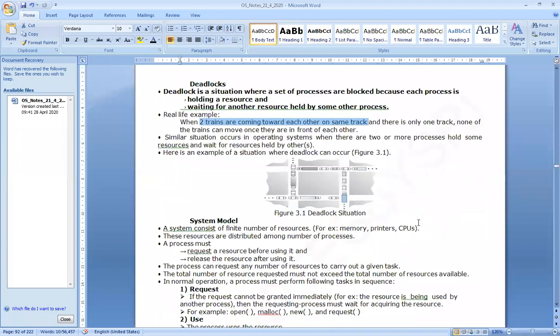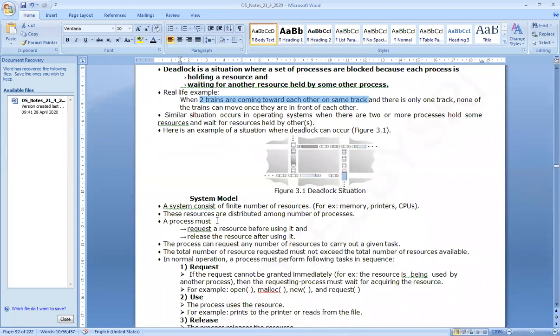And after that, the system model. What is the system model of the deadlock situation? The system consists of a finite number of resources, that we know. In a computer system, we have a finite set of resources. It may be memory, a printer, the CPU, or any other resource related to the computer. That is called the system model.